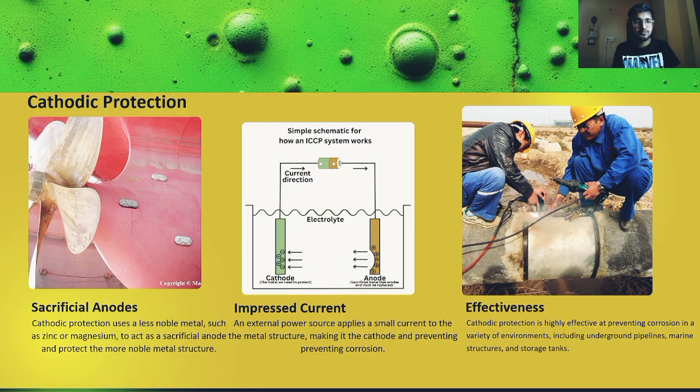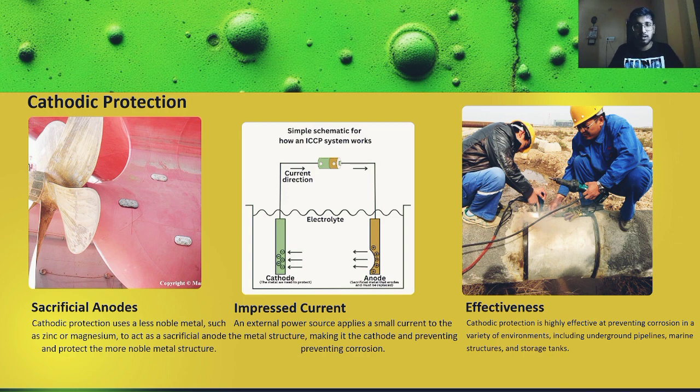Let's get started. So first, in cathodic protection, the first method we have is the sacrificial anode. Usually sacrificial anodes are used on the hulls of ships because, as you can see in the photo, that is a hull, and those are turbines which would be submerged inside the water, and it will be electrocuted so that it does not catch any kind of rust. So cathodic protection uses less noble metals such as zinc or magnesium, as shown in the photo, to act as a sacrificial anode and protect the more noble metal structure.